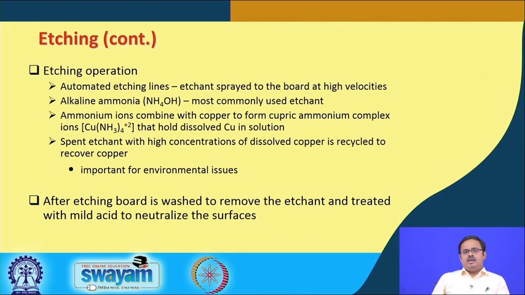Okay. And after the etching process, the circuit board is washed to remove the etchant and then treated with mild acid to neutralize the surfaces. Remember, the etchant is ammonium hydroxide, it is an alkali. So, a mild acid is used for washing. First of all, the etchant has to be removed, and then to neutralize the surfaces, the mild acid is used. Okay.